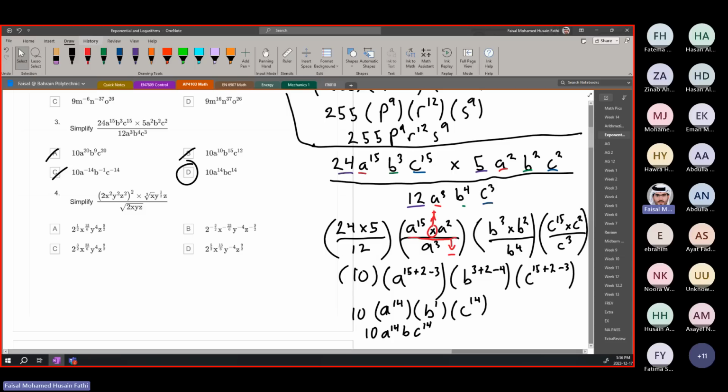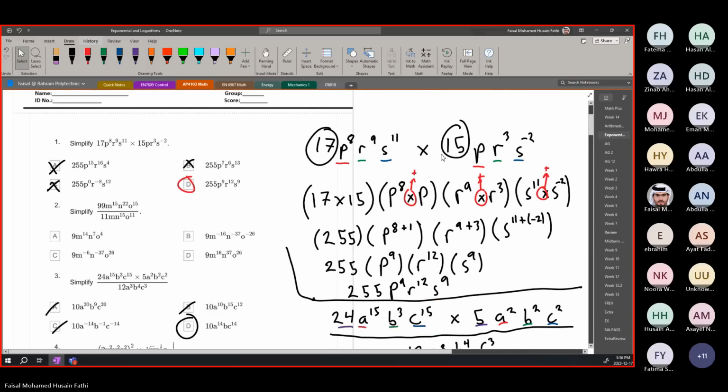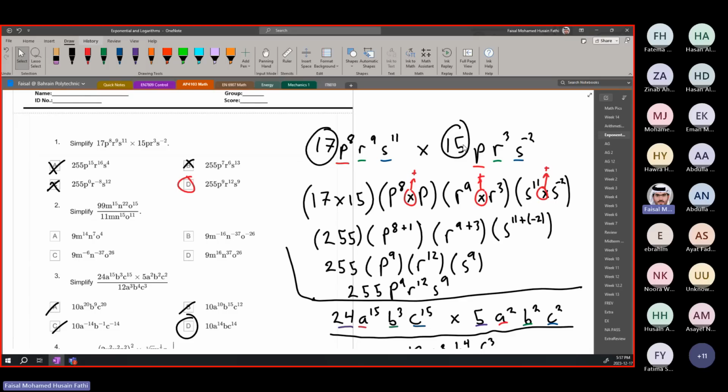But the 17 and 15, do we imagine the power is 1 in question 1? 17 and 15, these are coefficients. They don't have any powers. These are normal numbers. They're not variables. What you said is right, yes, they don't have any power. The power of them is basically 1. You're just going to multiply them directly. They don't have any powers. Okay?